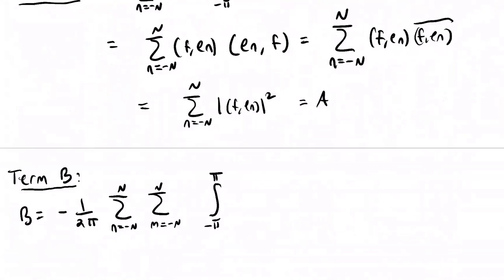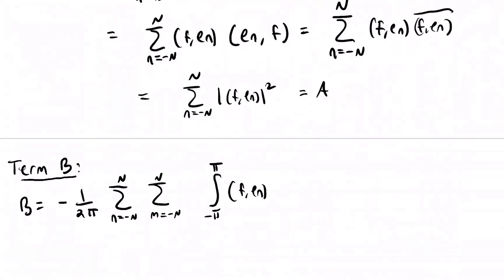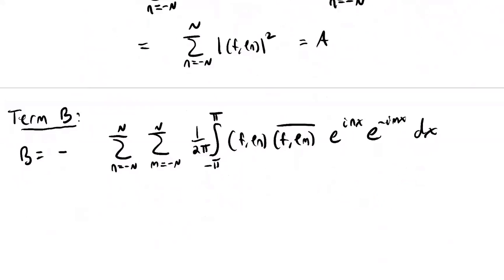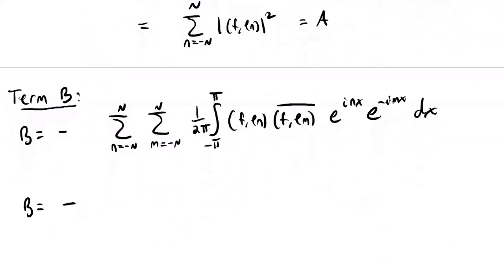So I have these Fourier coefficients, the nth and also the conjugate of the mth Fourier coefficient, and then I have the two exponential terms, e to the inx and e to the minus imx dx. We're integrating a product of two complex exponentials against one another, and so this should immediately point us towards using the orthogonality of these exponentials. Let me bring the 1 over 2 pi inside, which I can because it's a constant, and then we can recognize this as an inner product. In particular, B is equal to negative this double sum.